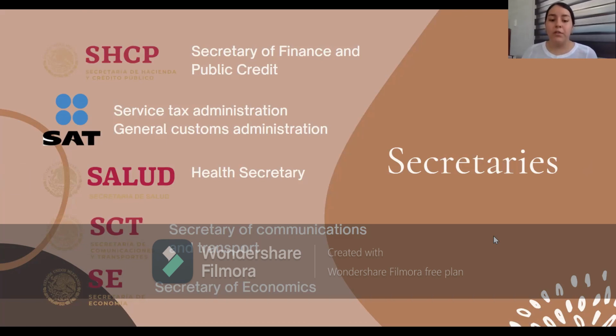Then we have the Secretary of Economics, which is in charge of managing the free trade agreements and other types of trade that Mexico has with other countries. It also provides certain programs that companies can apply for if they want to get certain benefits, such as fiscal facilities or certain trade preferences.